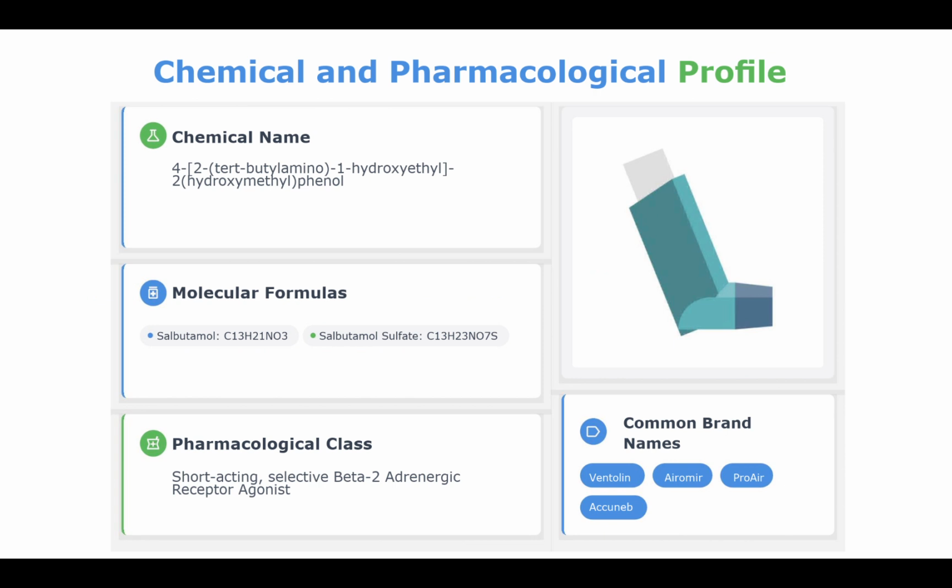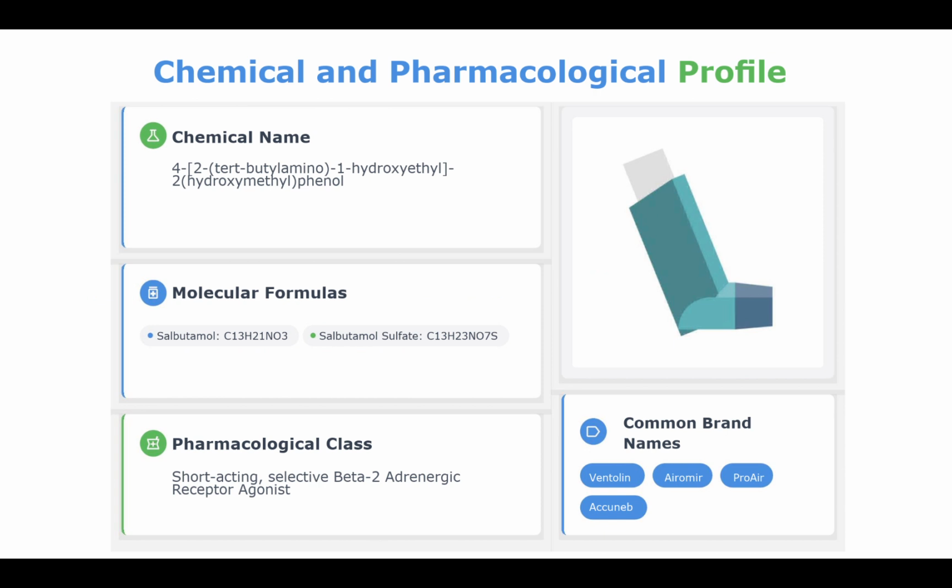Let's dive into the chemical and pharmacological profile of salbutamol, which forms the foundation for understanding its clinical utility. Chemically, salbutamol is identified as 4-[2-(tert-butylamino)-1-hydroxyethyl]-2-(hydroxymethyl)phenol, a synthetic catecholamine derivative with a molecular formula of C13H21NO3. When formulated as its sulfate salt, commonly used in inhalers and solutions, the molecular formula becomes C13H23NO7S, enhancing its solubility and stability.